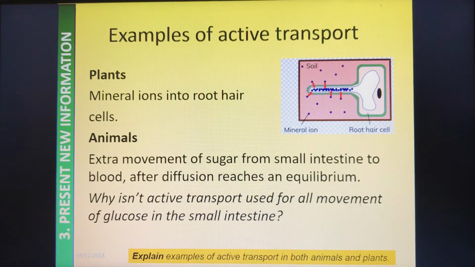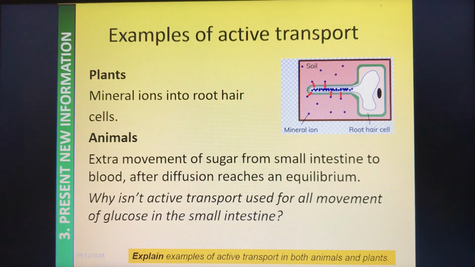When this occurs, no more glucose can move across by diffusion because they're both at the same level, they're in equilibrium. So how can we move that extra glucose out of the small intestine and into the blood? By active transport. Okay, so the last bit of glucose moves from the small intestine through the villi by active transport into the blood. And the question here is, why isn't active transport used for all movement of glucose in the small intestine? And the simple answer is because active transport requires lots of energy.